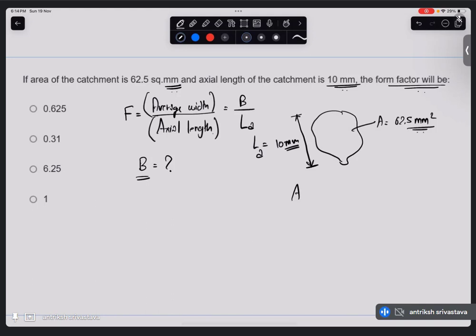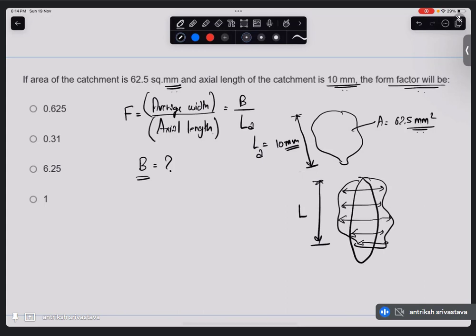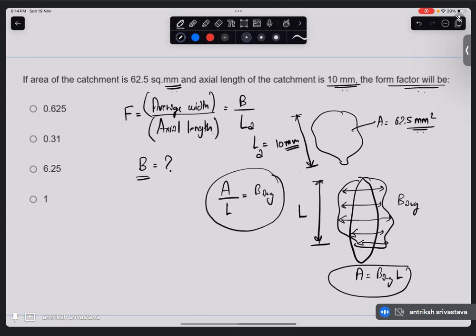So what is area? Area is nothing but length into width, right? But we don't know whether this area is uniform or non-uniform. So how can we calculate the area if it is non-uniform? What do we usually do? Let's say this is the length. We take all these widths, take the average of these widths, B average, and then we multiply with the length, and we get the area, right? So if we divide the area by the length, we are going to get the average width. Because it is not known whether the catchment is regular or irregular in shape, we can directly use this to get the average width. So it is area by length.